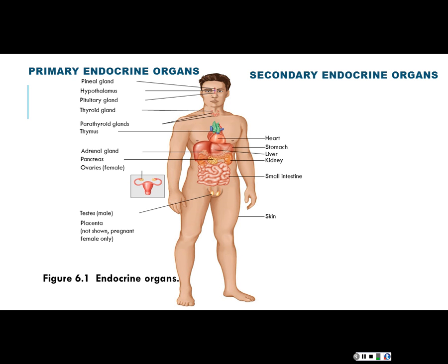Stomach can also produce hormones, liver, kidney. We'll study the kidney hormone at the end of the semester as well. What questions do you have about the difference between a primary versus secondary endocrine gland? It should be figure 6.1 in your textbook. If you need a reference, it's around the start of the chapter, where I'll have these discussions.